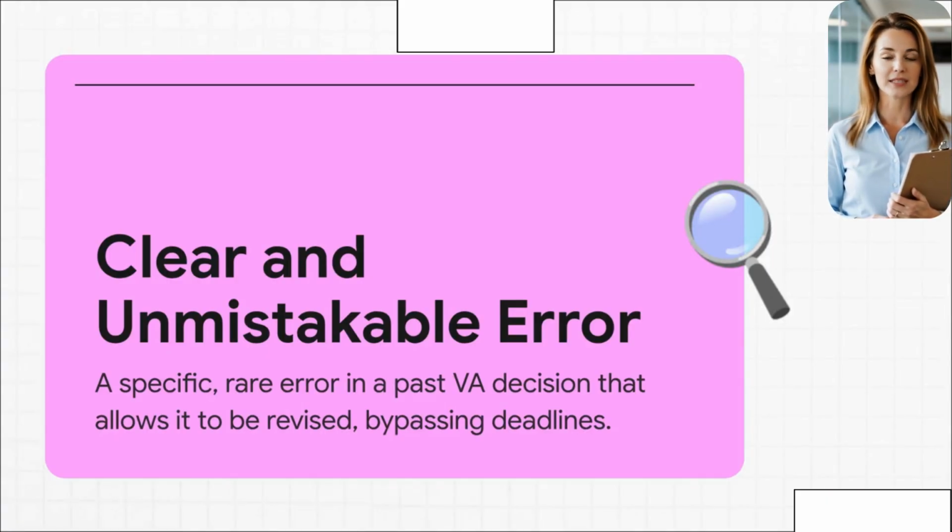Okay, so let's get specific. What exactly is a clear and unmistakable error, or CUE? Well, it's a very particular, and I have to really stress this, a rare type of mistake in an old VA decision. It's an error of fact or law that was so blatant, so obvious, that it gives you the power to revise that old decision, totally bypassing that standard one-year appeal deadline.